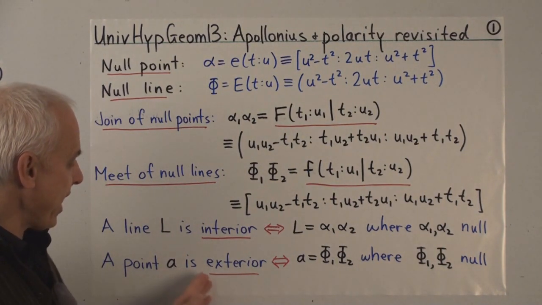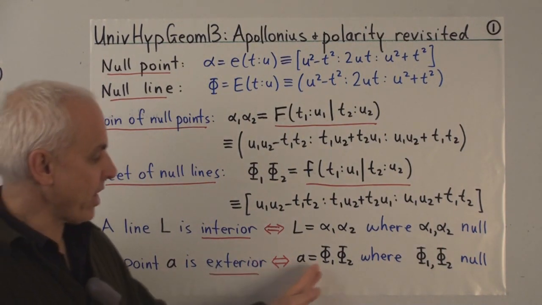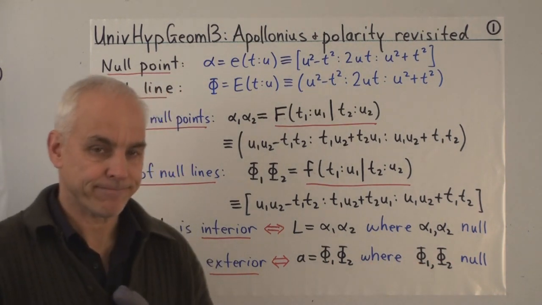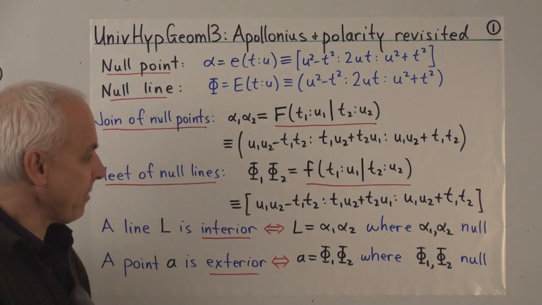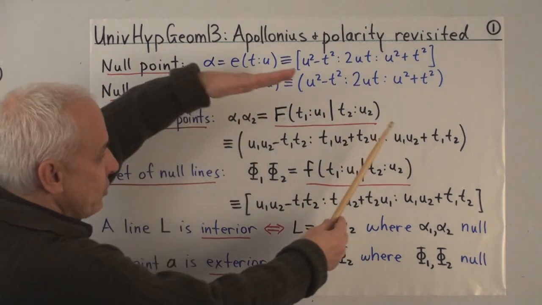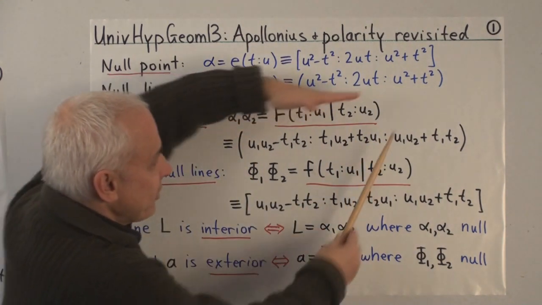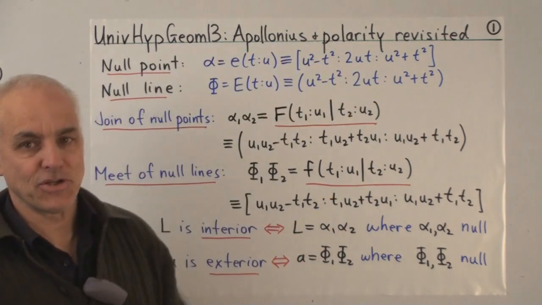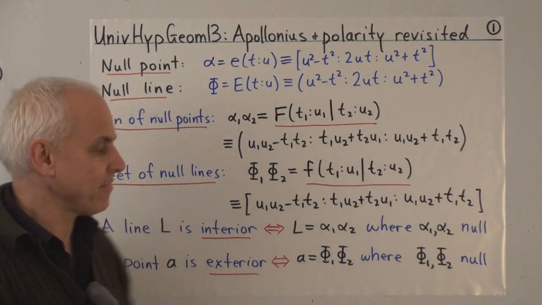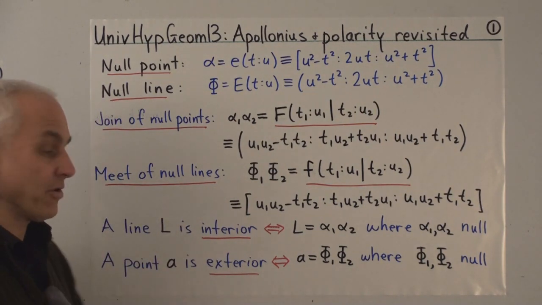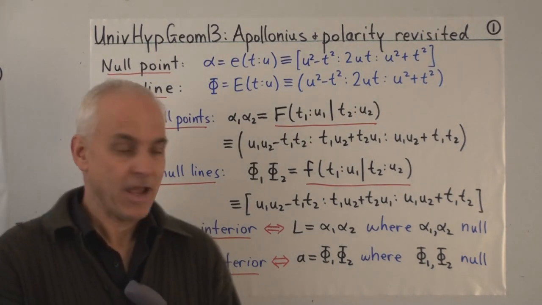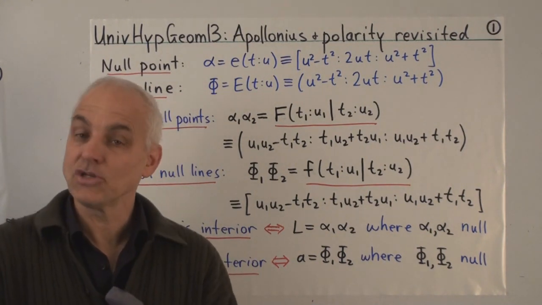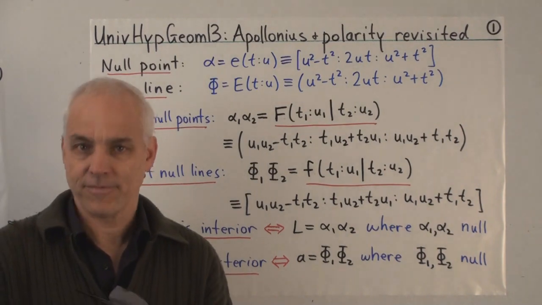And dually, a point A is exterior precisely when it's the meet of two null lines. Pictorially, what does that mean? Well, we have our null circle. We have two tangent lines. Those two tangent lines meet at some point. That point is outside the circle in our usual geometrical picture, so we'll call it an exterior point. That's a definition of interior line and definition of exterior point in terms of null points and null lines.